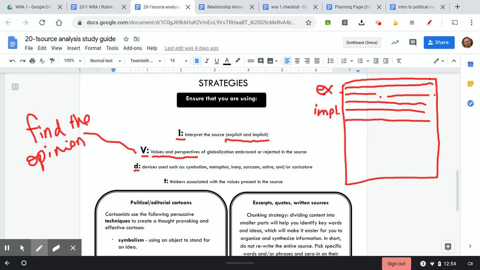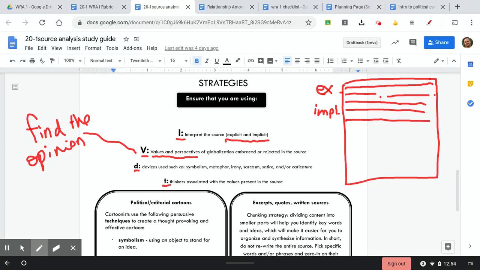So how do we do that? Well, we're going to look at that in greater detail. But let's quickly look at the last one. So we have I, V, D, and T. T is for thinkers. Part of identifying the perspective of a source is being able to identify who would agree or disagree with them.